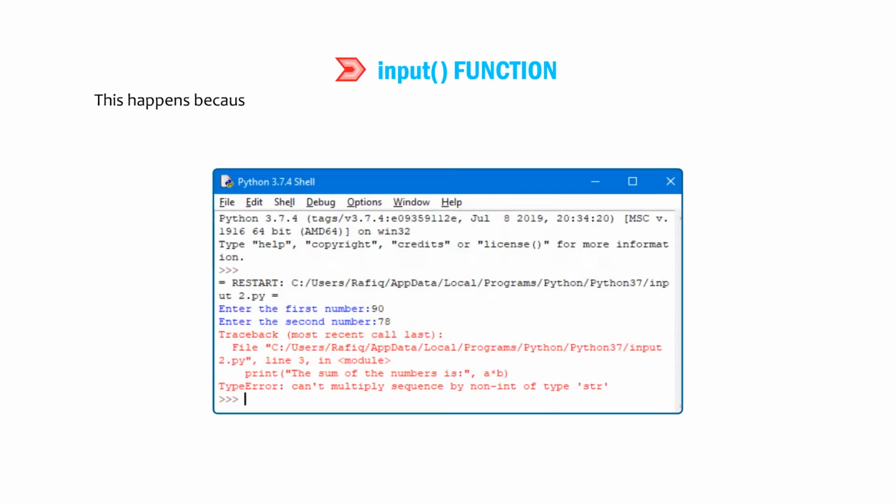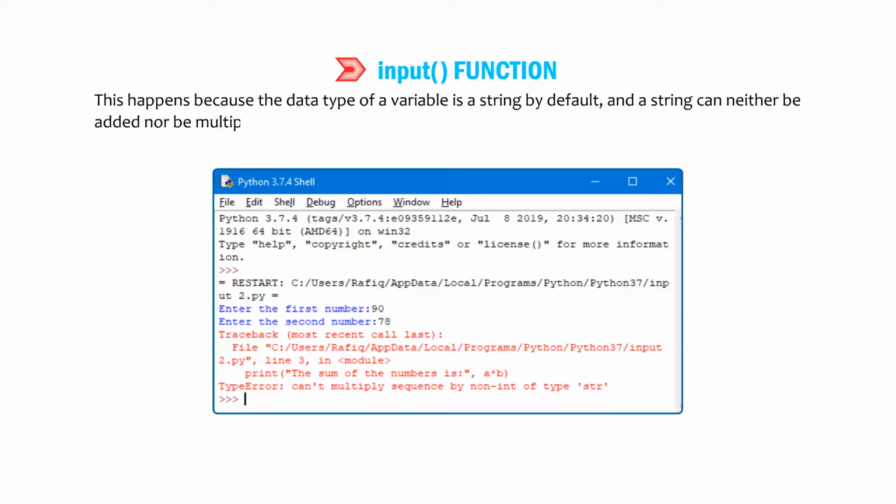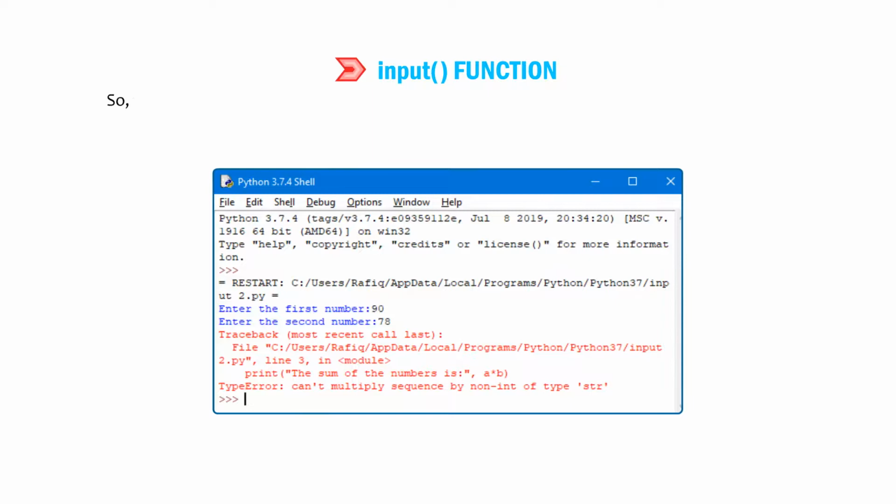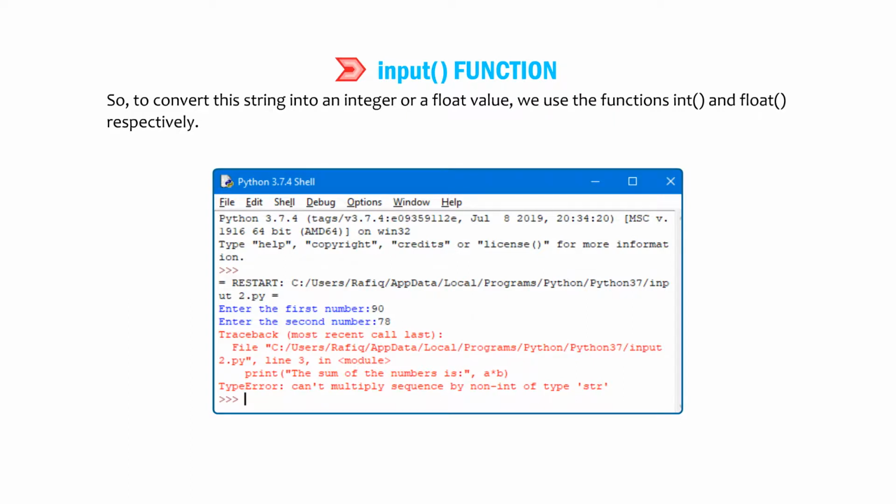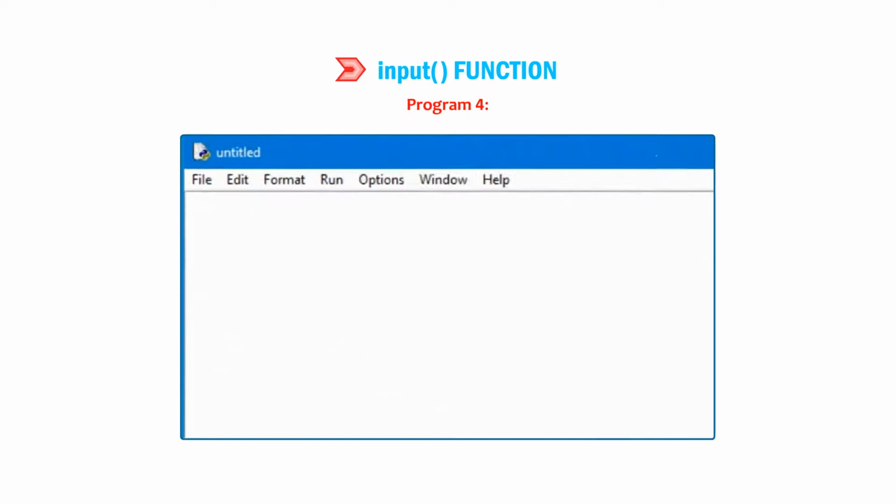This happens because the data type of a variable is a string by default, and a string can neither be added nor be multiplied. So, to convert this string into an integer or a float value, we use the functions integer and float respectively.